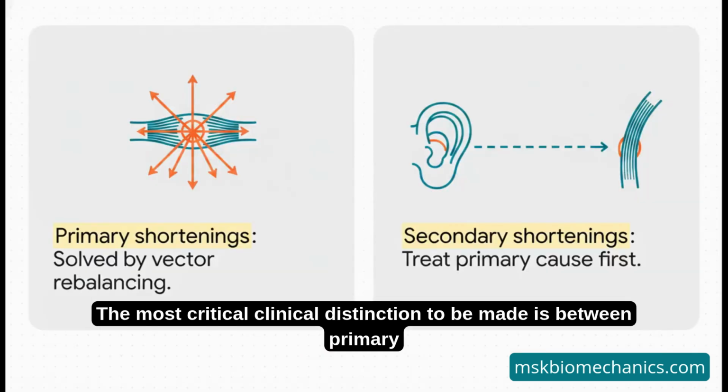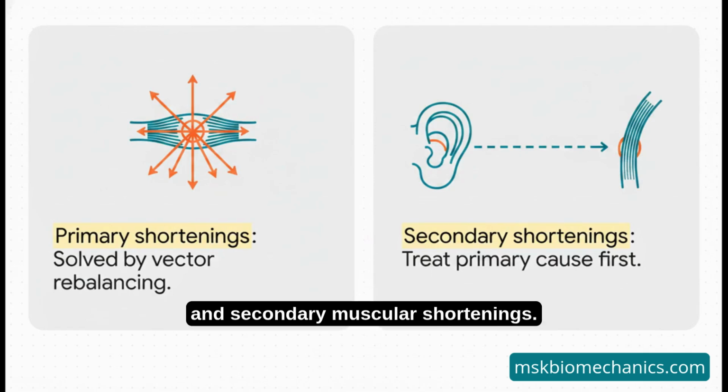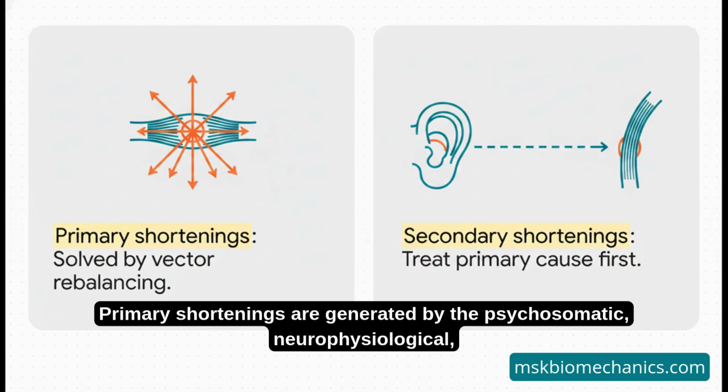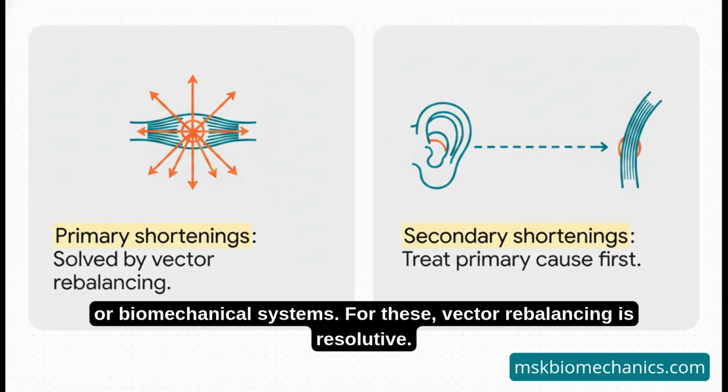The most critical clinical distinction to be made is between primary and secondary muscular shortenings. Primary shortenings are generated by the psychosomatic, neurophysiological, or biomechanical systems. For these, vector rebalancing is resolutive.